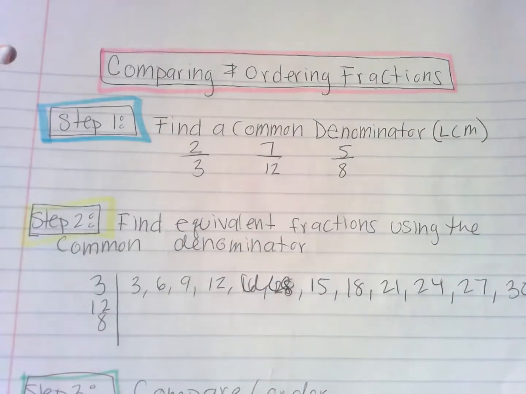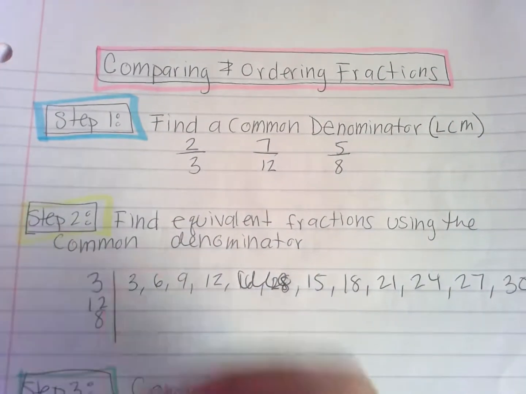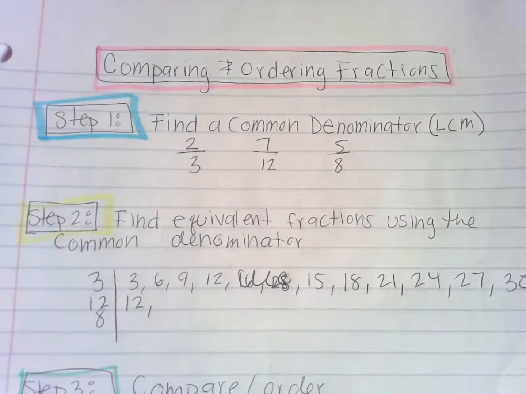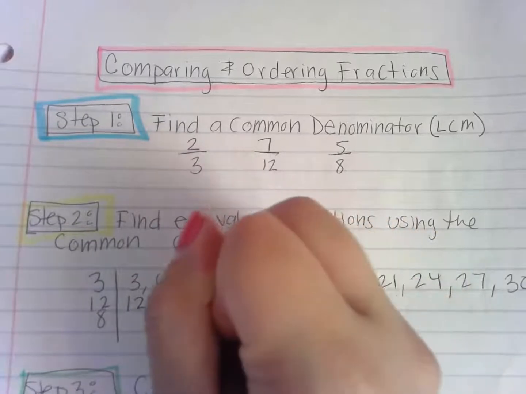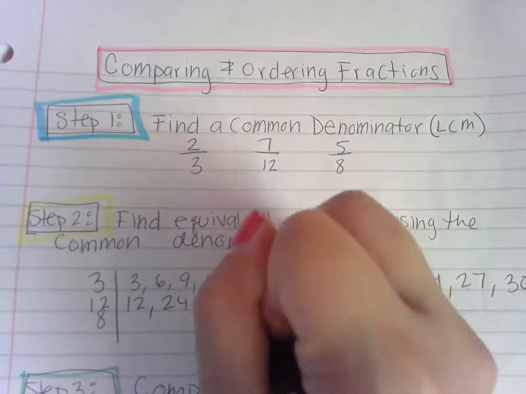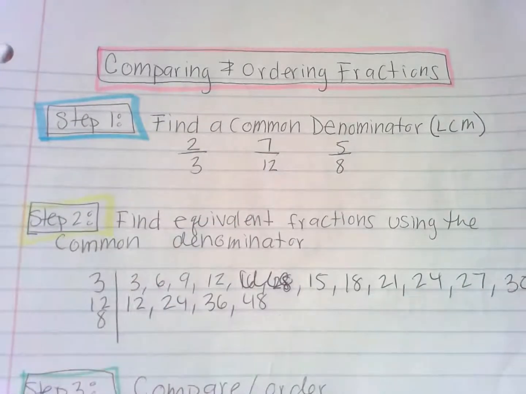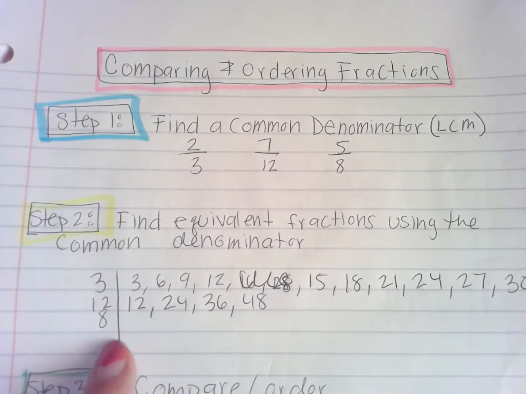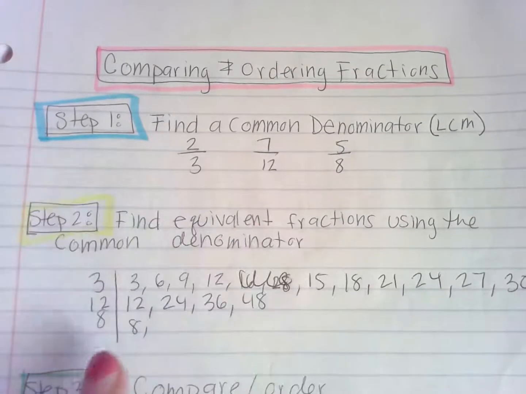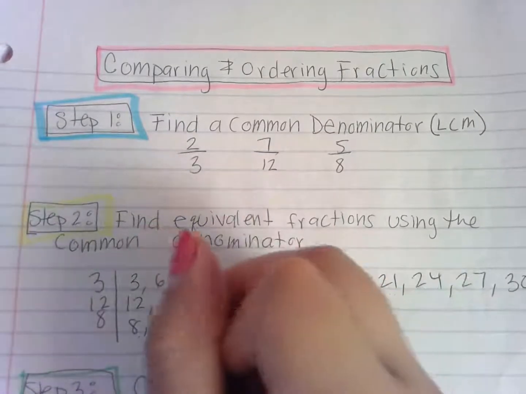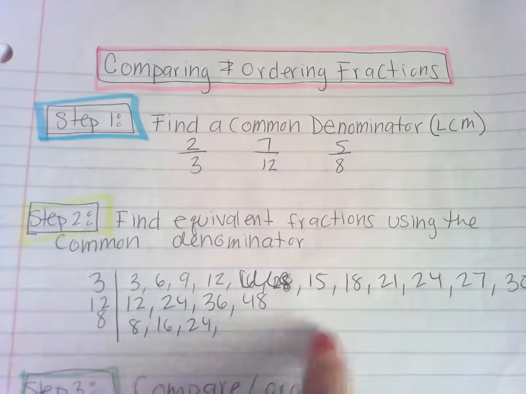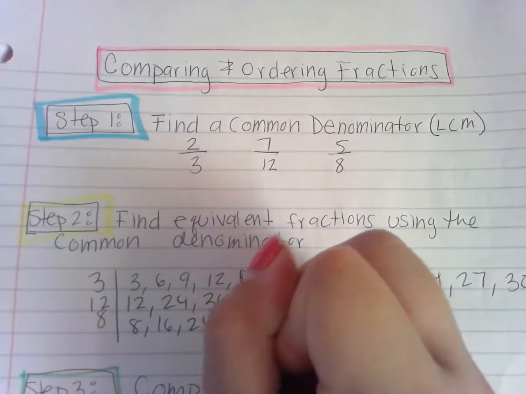Okay. Next, I got the multiples of 12. We always start with itself. 12 times 1 is 12. 12 times 2 is 24. 12 times 3 is 36. And then 48. And I'll stop there. Next, the multiples of 8. We always start with itself. 8 times 1 is 8. 8 times 2 is 16. 8 times 3 is 24. And 8 times 4 is 32.